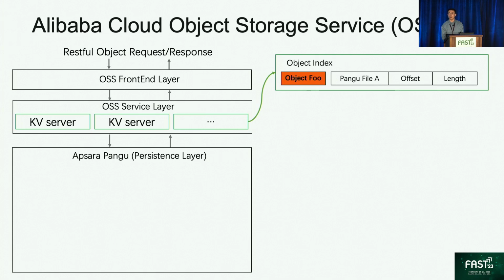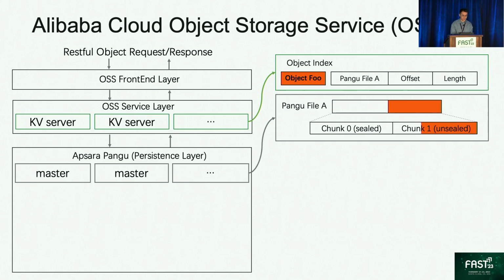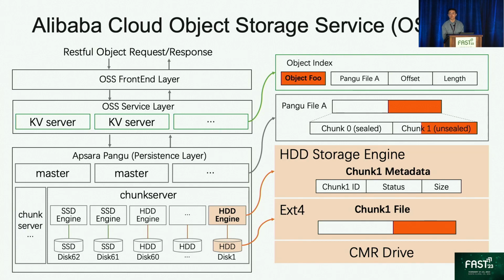OSS uses the Pangu file system as a persistent layer. Pangu master manages the metadata of Pangu files, and Pangu chunk server is responsible for data persistence. The chunk server starts an ext4-based storage engine for each CMR drive, and each chunk corresponds to a file in ext4.